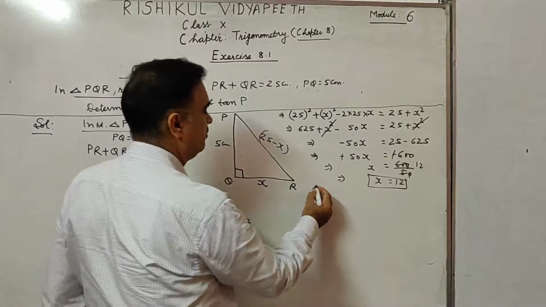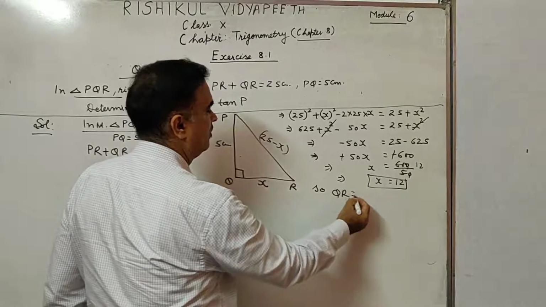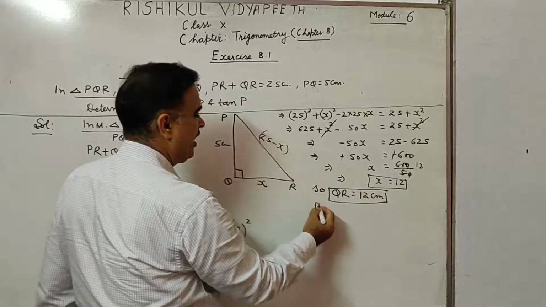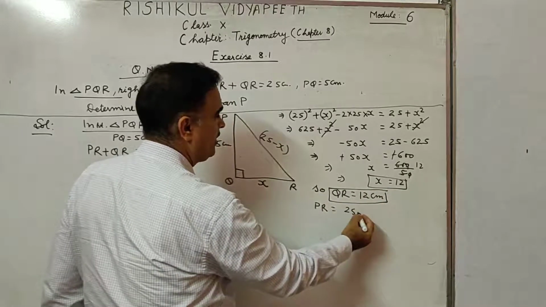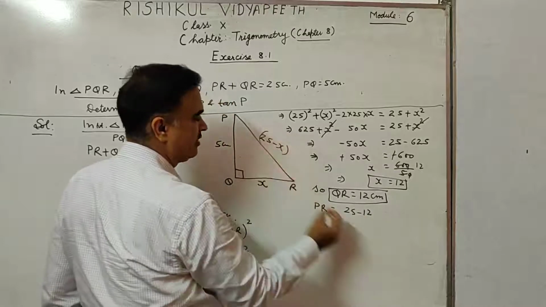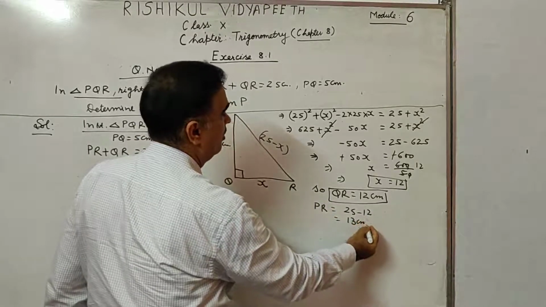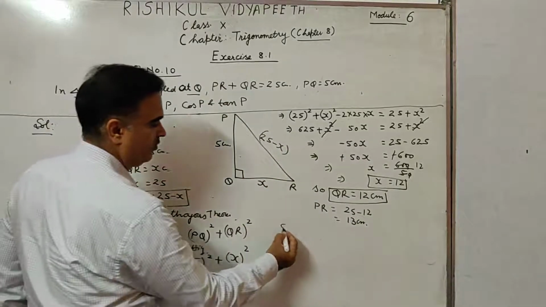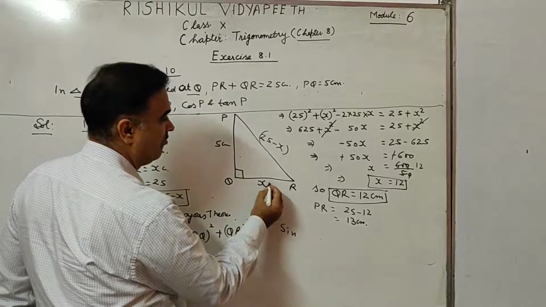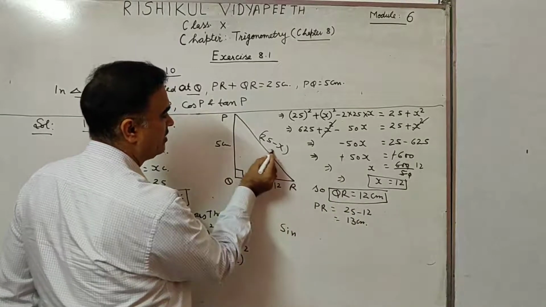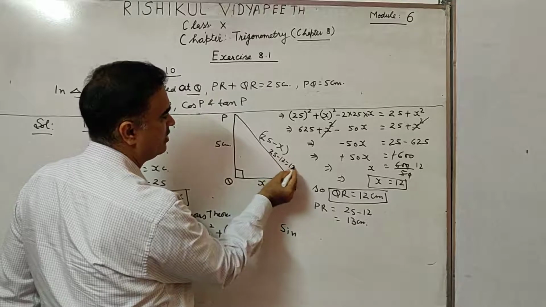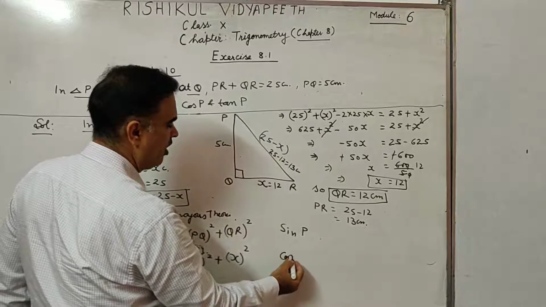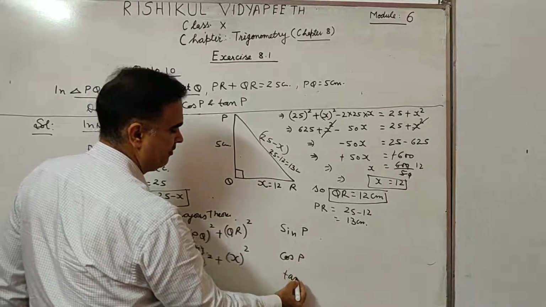So QR equal to 12 centimeter, and PR equal to 25 minus 12. You know, 25 minus X, that is 13 centimeter. Now we have to find out sin P, cos P and tan P.